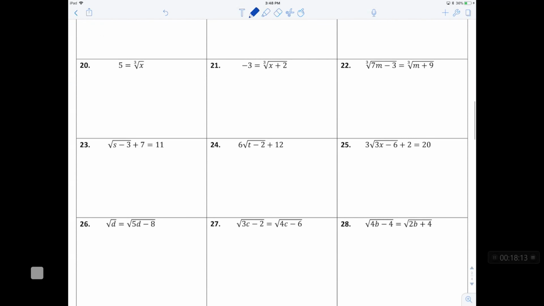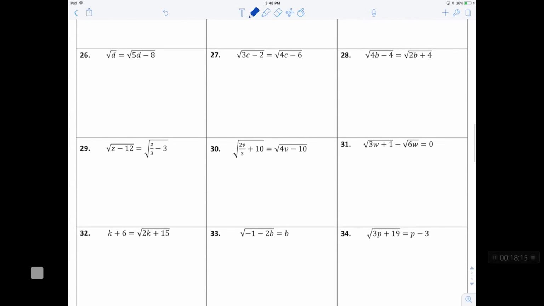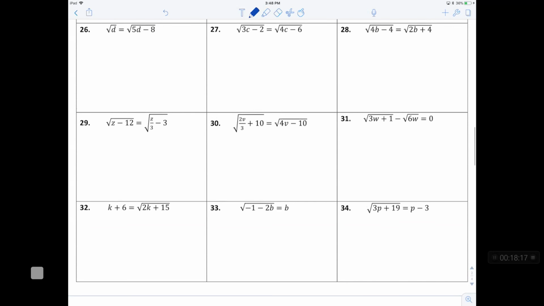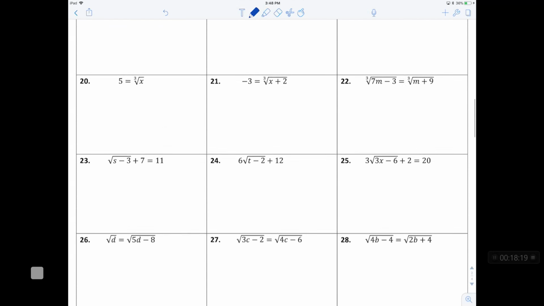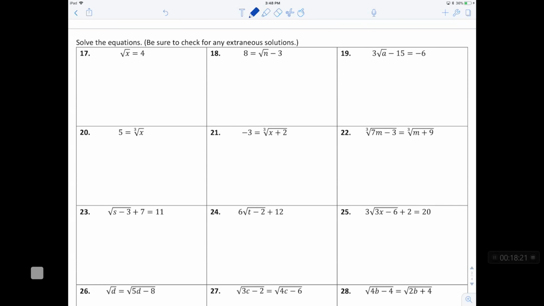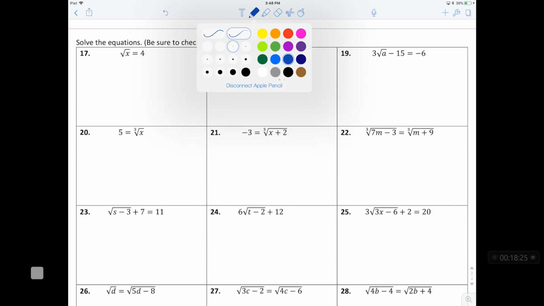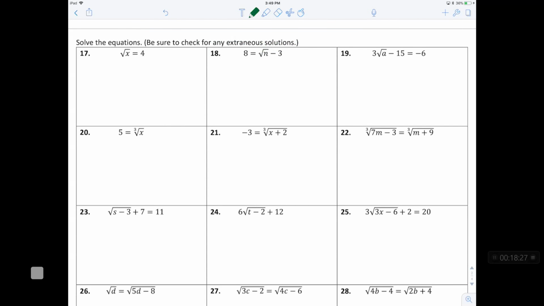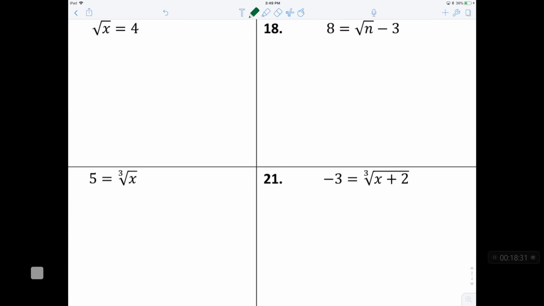Now, 17 through 34. I certainly gave you plenty to practice. I'm not going to go through all of these, but I will leave a key up so you can go back and check your answers. Okay, but I will go through a few of some of the ones that kind of get repetitive.